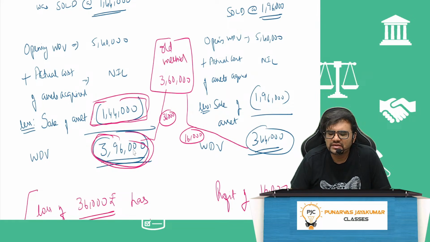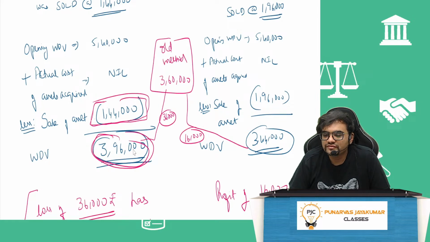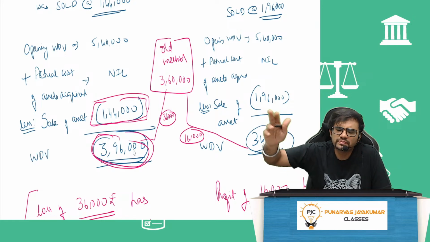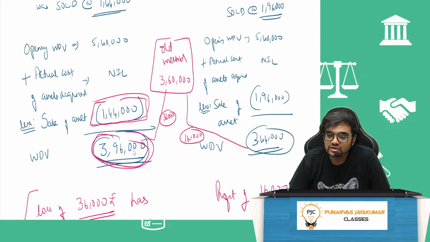In the straight line method, or in the single asset method, B and C were treated separately. 1 lakh 80, 1 lakh 80 it became. And for asset A, there was a terminal depreciation of 36,000. Here nothing like that. All are added. 1 lakh 80, 1 lakh 80, 1 lakh 80 becomes 5 lakh 40. Sorry, 6 lakh minus 10% is 5 lakh 40. To that I will sell an asset at 1 lakh 44, and the WDV will remain 3 lakh 96,000.